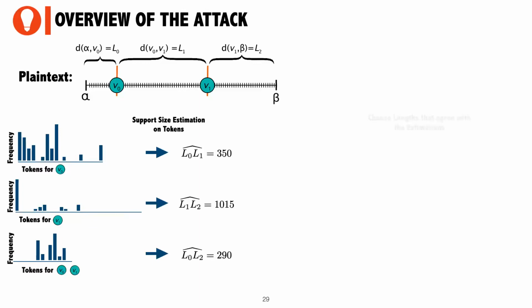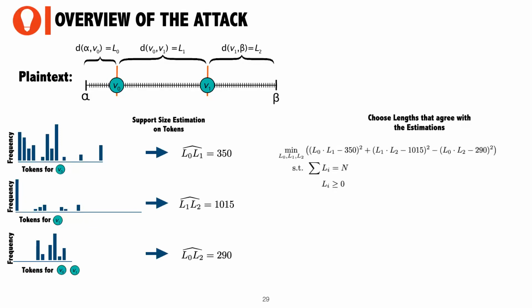The next step is to derive individual lengths that agree as much as possible to the estimated products. To achieve this, we formulate a constraint minimization problem that uses the lengths as unknowns. The objective function is the sum of squared differences between a product of unknown lengths and their estimated product, which comes from the previous step. For the constraints, we require the sum of lengths to be equal to the size of the universe of the domain. We also require that all lengths must be positive.